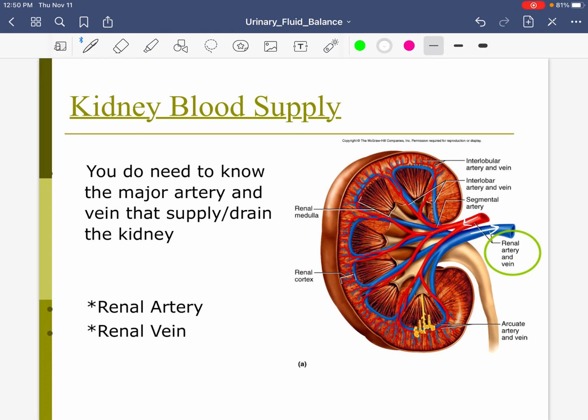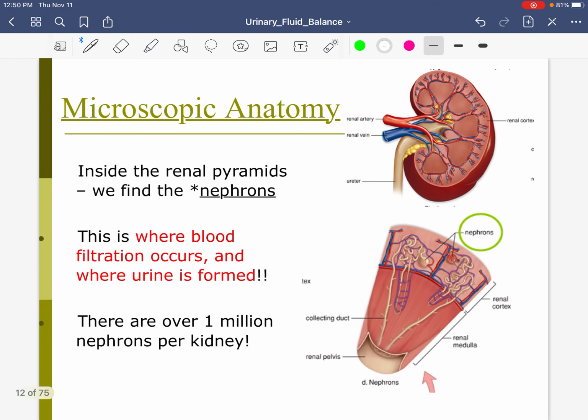I would like you to know the major vessels. So you don't need to know the smaller ones, but you do need to know we have the renal artery, which brings blood into the kidney, and the renal vein, which carries blood out of the kidney.